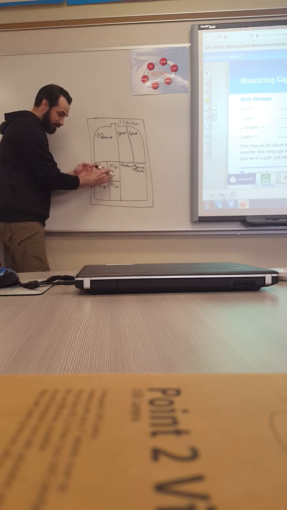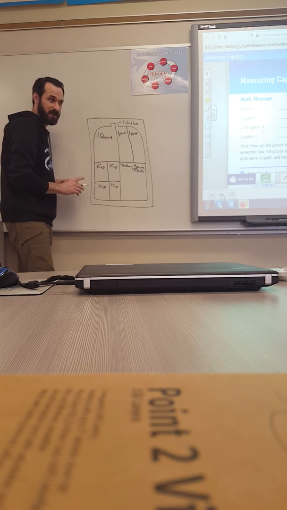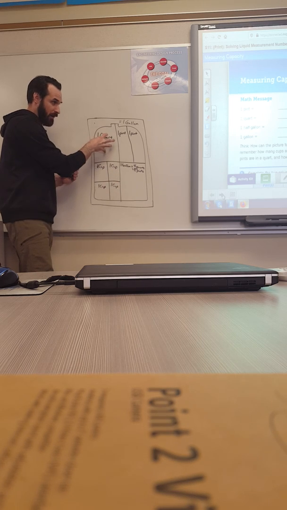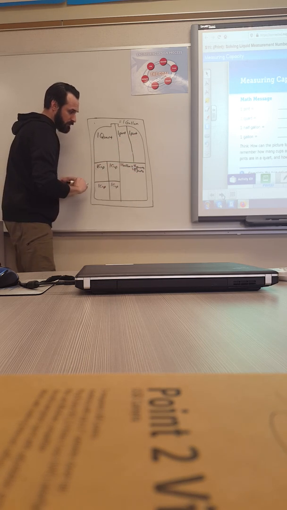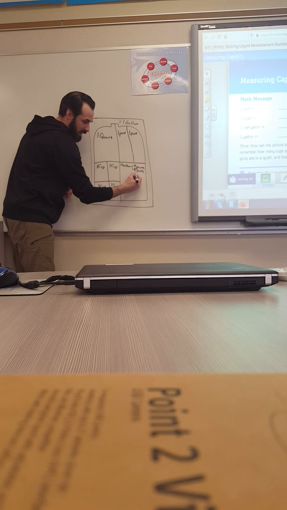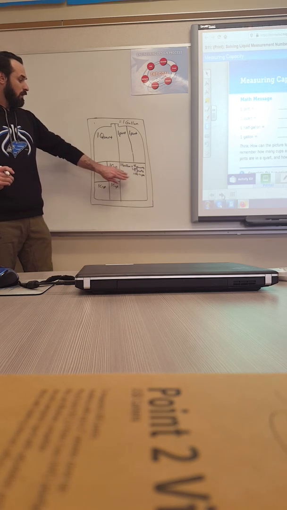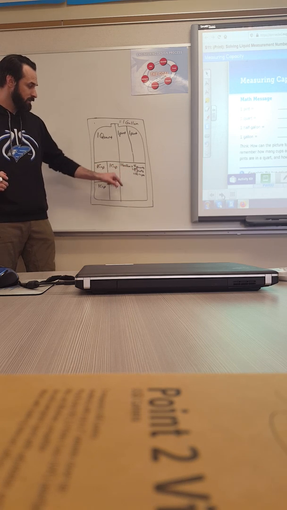So, if there are 4 cups in a quart, how many cups would be in the whole gallon? 4. Another 4 would make 8. Another 4 would make 12. And another 4 would be 16 cups. So 1 gallon equals 16 cups. So we now have our conversion for gallons. 1 gallon is 4 quarts, 8 pints, and 16 cups.